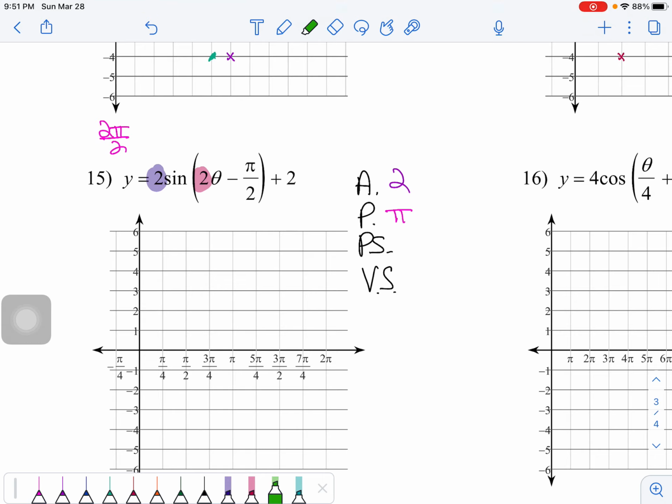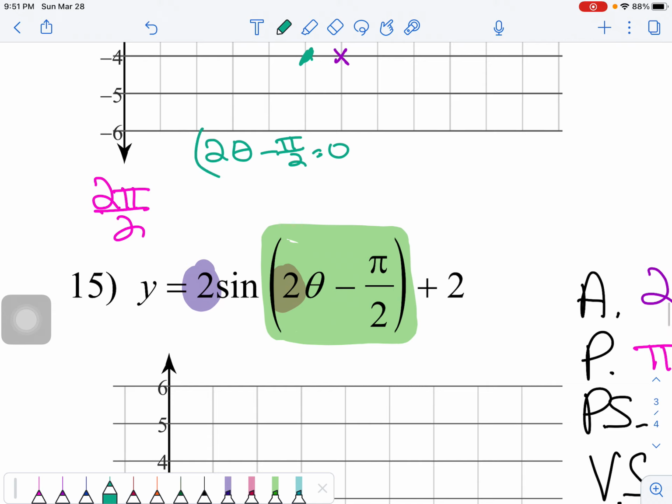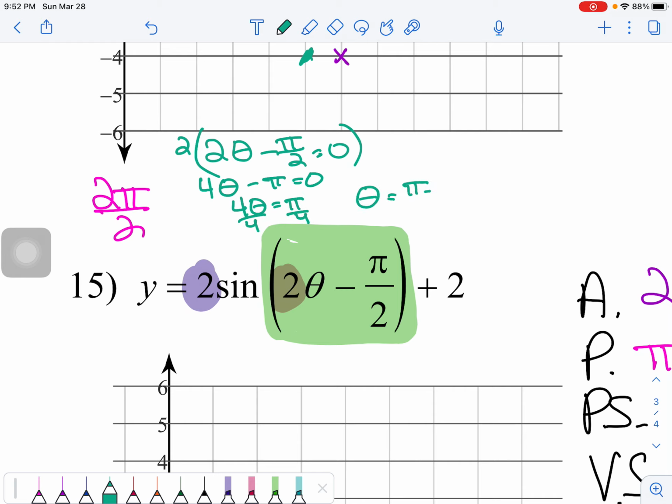Now, the phase shift here, remember, is this whole argument. We've got to figure it out. So I'm going to take the whole thing, 2 theta minus pi over 2 equals 0. I'm going to zoom in on that. All right, I'm going to multiply everything through by 2, which is the denominator here. So 4 theta minus pi is equal to 0. So 4 theta equals pi, divide both sides by 4, theta equals pi over 4.